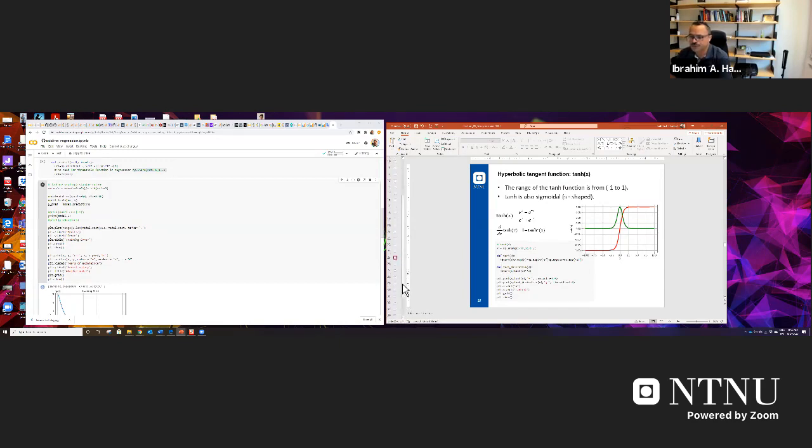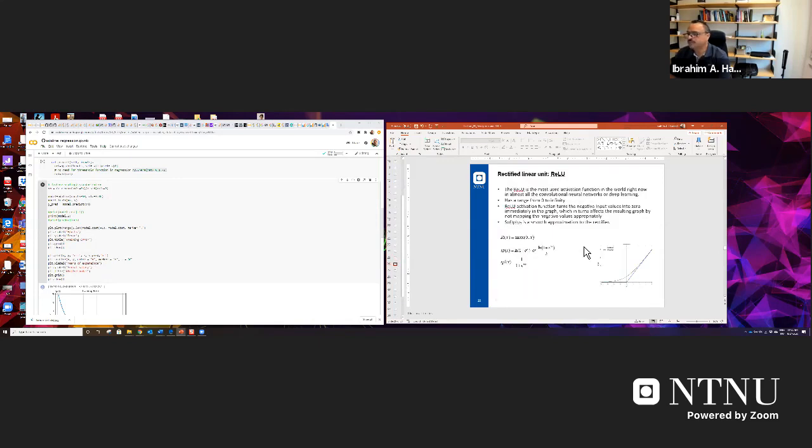Okay, so this one is the rectified linear unit. I want you to go through those activation functions. The rectified linear unit is the most used activation function in the world right now, in fact. It's used in almost all convolutional neural networks and deep learning, because we have this vanishing gradient problem. Do you know the problem?